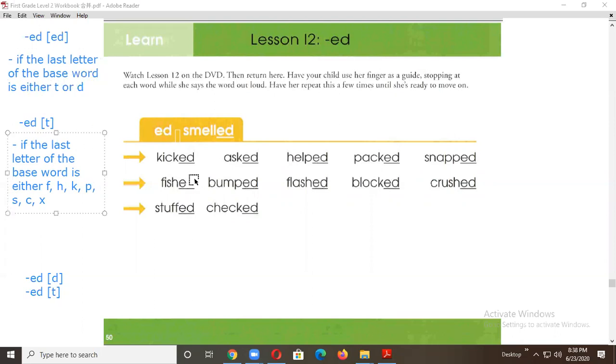Now, how do you know? You would know that the word has the t sound, even if it ends with ed, if the last letter of the base word is F, H, K, P, S, C, or X. Now, how do you know what the base word is? For the base word, you just have to take out the ed. Let me show you the example. Okay, here.